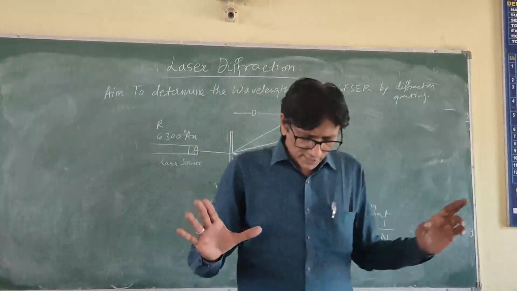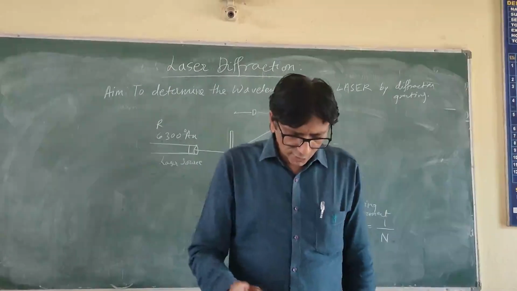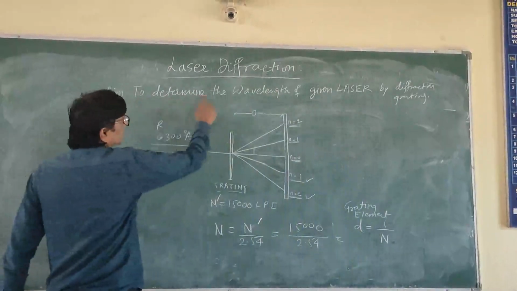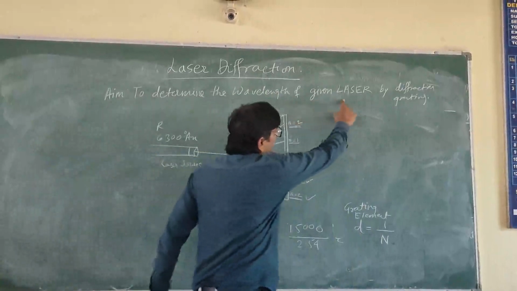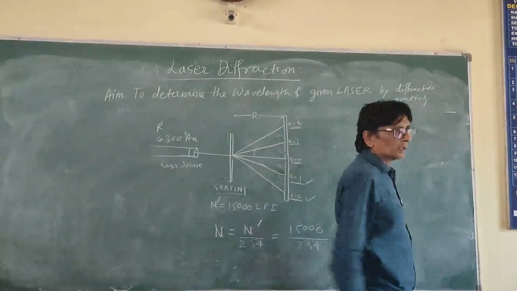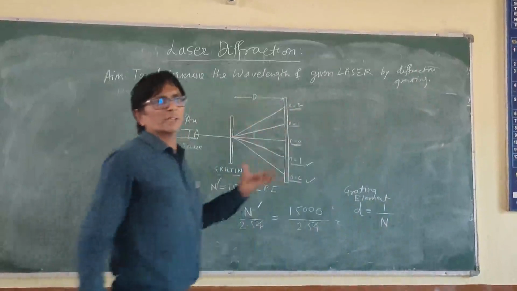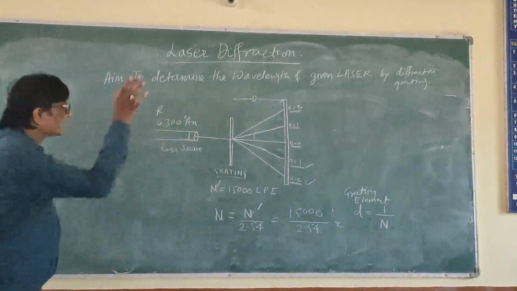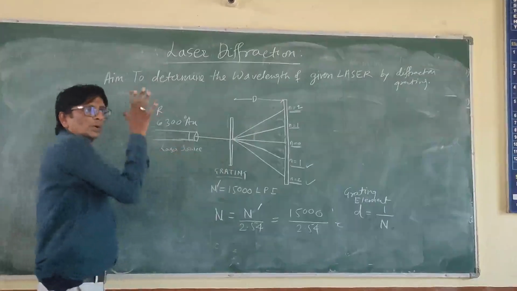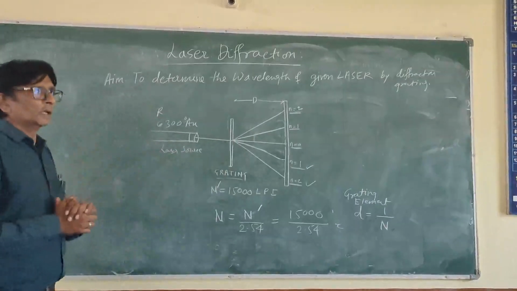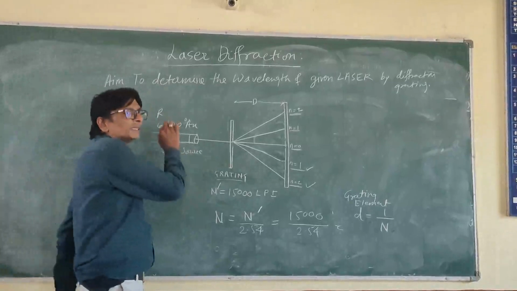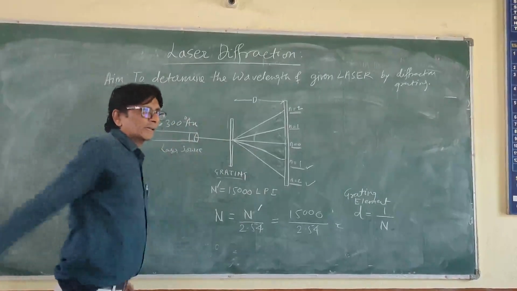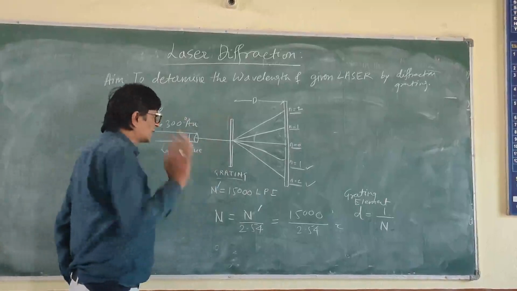What is the aim here? To determine the wavelength of the given laser by diffraction grating. So with the help of a diffraction grating, we are going to determine the wavelength of the given laser. A laser source is provided to you, with a wavelength of approximately 6300 angstrom units. You have to determine it practically by the use of a diffraction grating.